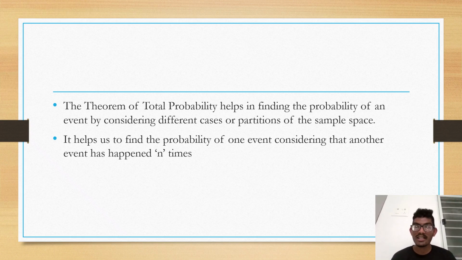Now the total probability theorem helps us to find the probability of one event, considering that another event has happened n times.